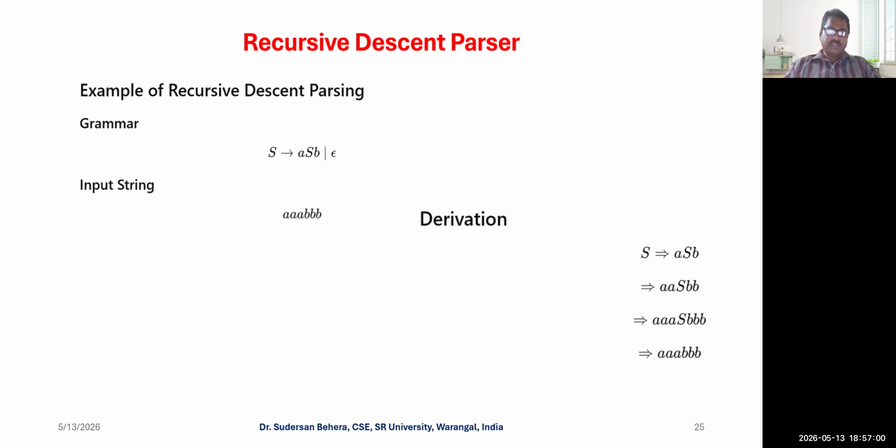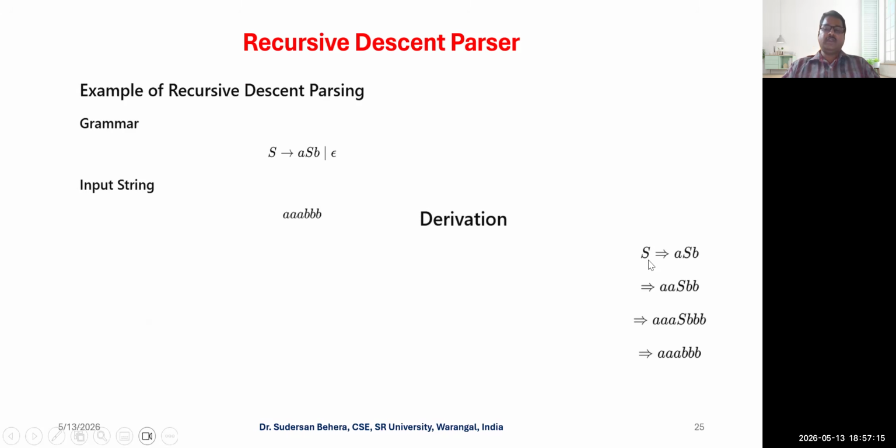Example of recursive descent parser. Here S derives A S B or epsilon, and the input string is triple A followed by triple B. This one we have already seen. And what is the derivation? Here the derivation is given.